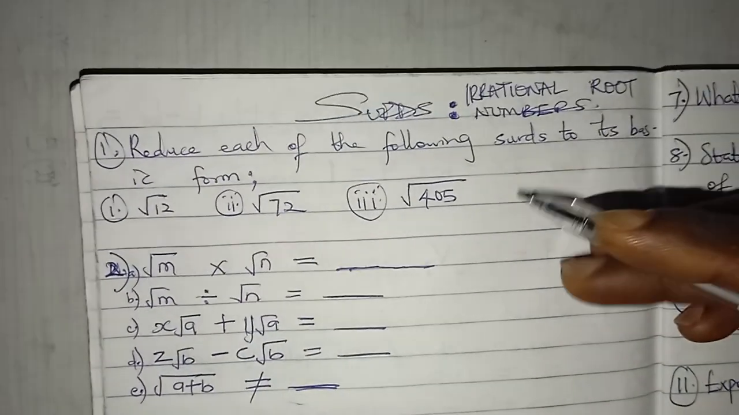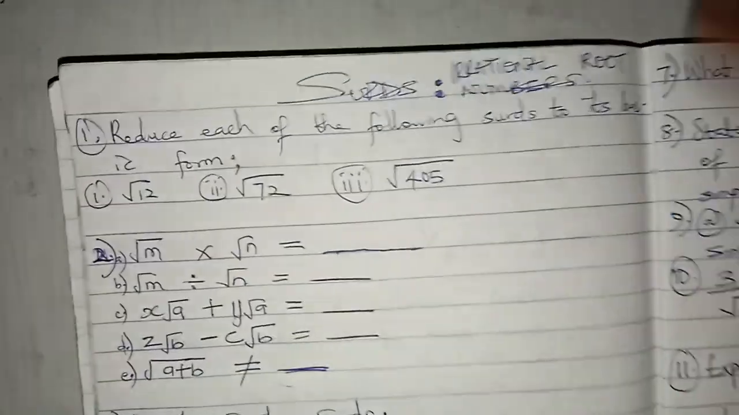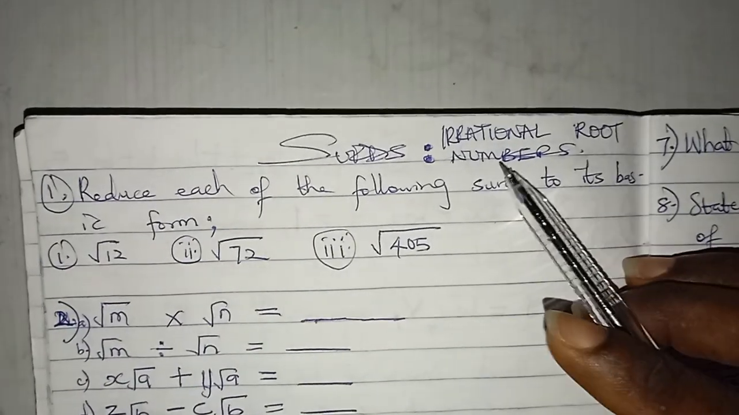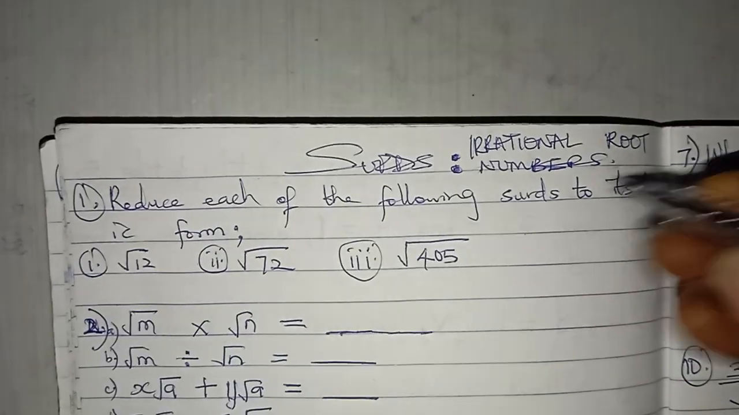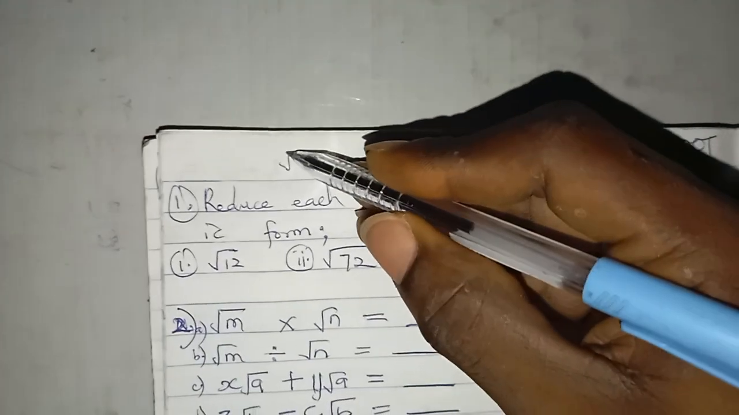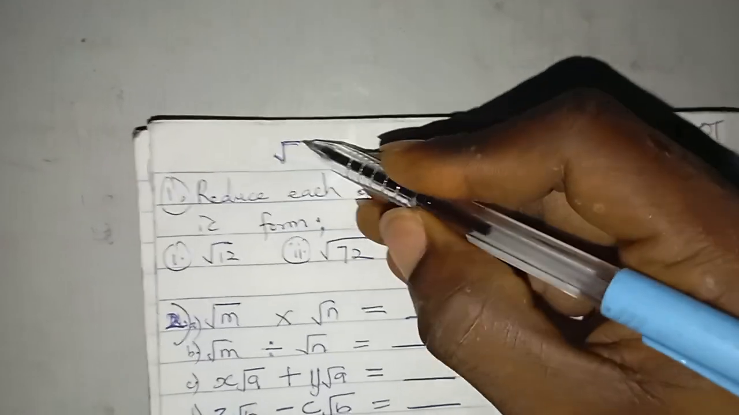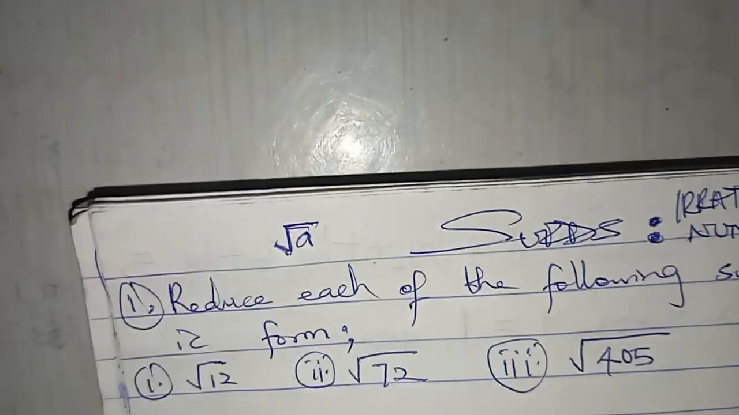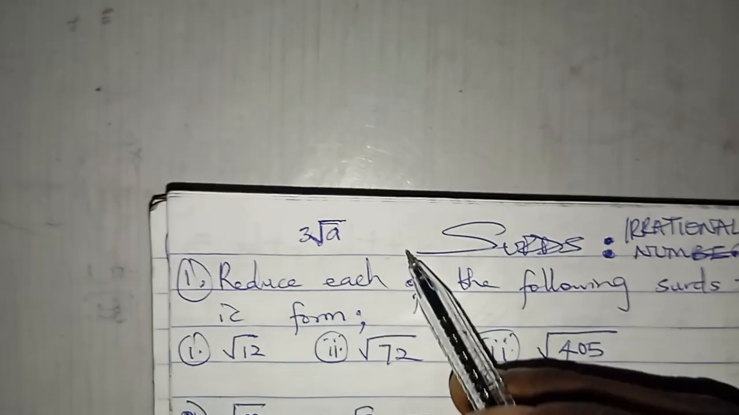So today we're treating surds. We say that surds are irrational root numbers, or irrational numbers of the form root a. I will normally say that if it is carrying, let's say, a number inside, this is called a quadratic surd, while if it's carrying, let's say, 3, this is called a cubic surd.